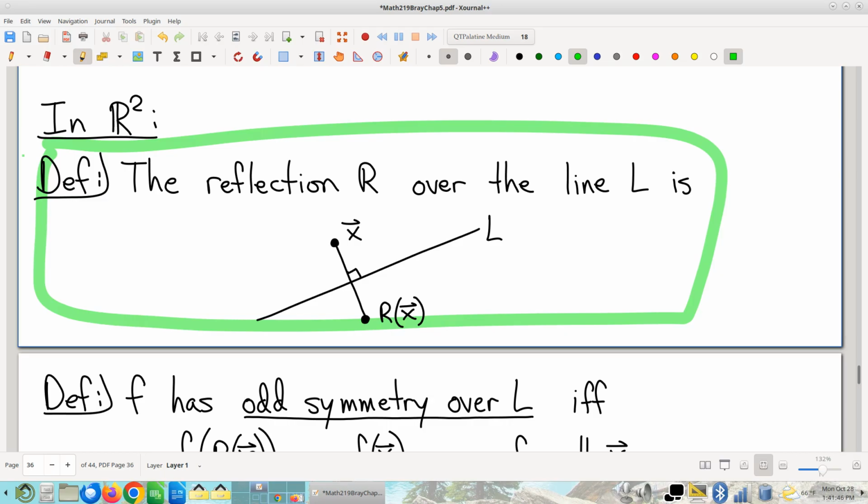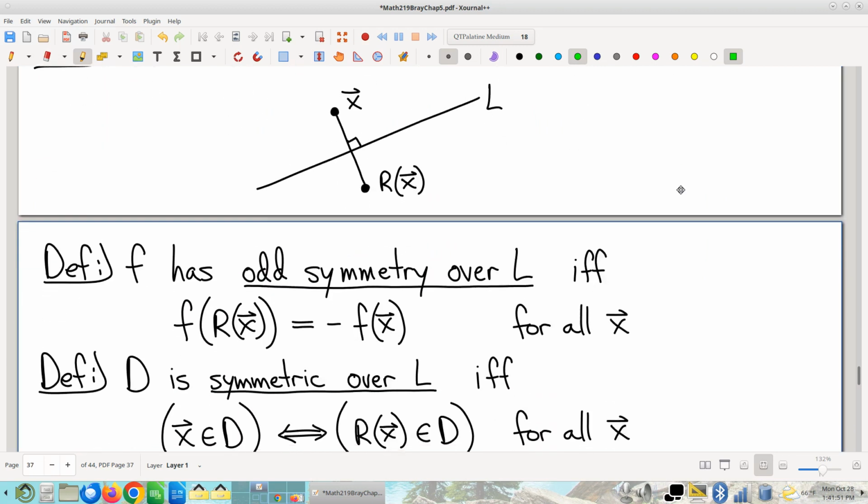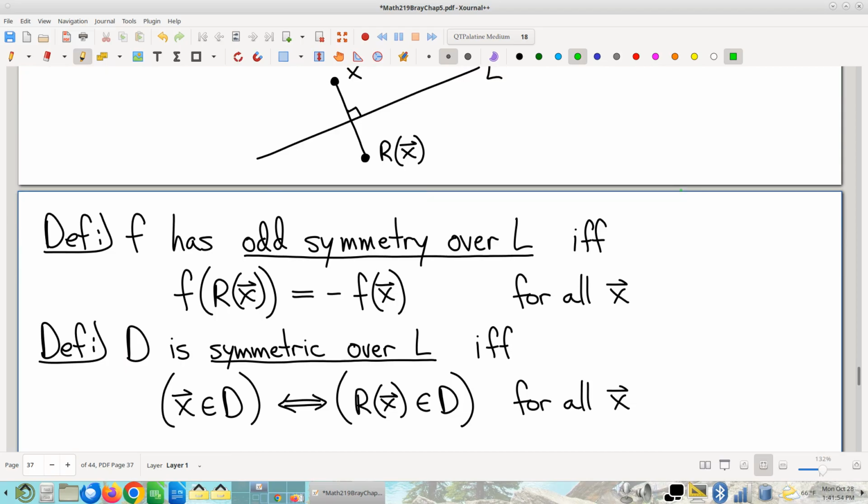With this in mind, we can generalize all of the ideas that we use to build up this symmetry theorem. So in particular, we can talk about a function having odd symmetry over the line. And the idea of odd symmetry over the line is that when you reflect, the result is a minus sign on the value of the function. So when you reflect the input, you negate the output. So really just the same idea as single variable oddness, just generalized for this two-dimensional idea of a reflection.